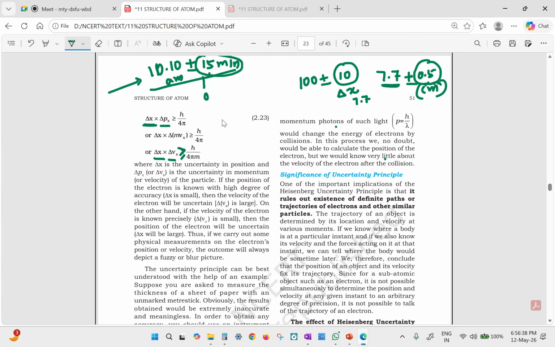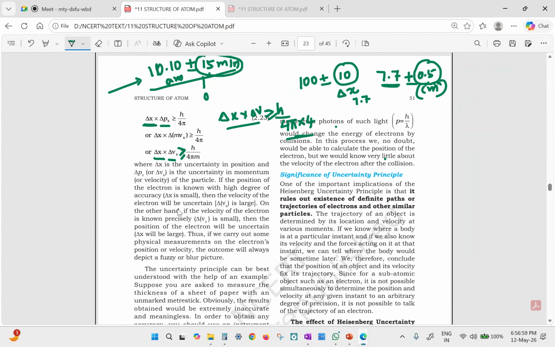So you are modifying this equation. Del x times del p is greater than or equal to h upon 4 pi. You can expand this del p and say it is m times del v. Take the mass and put it over here. That is another form of the expression of the Heisenberg uncertainty principle.